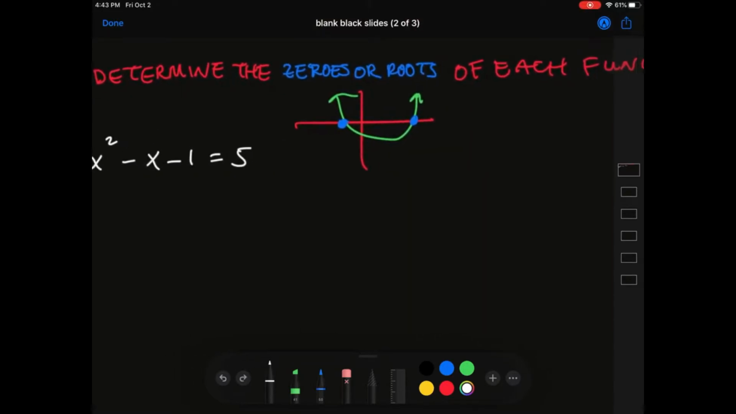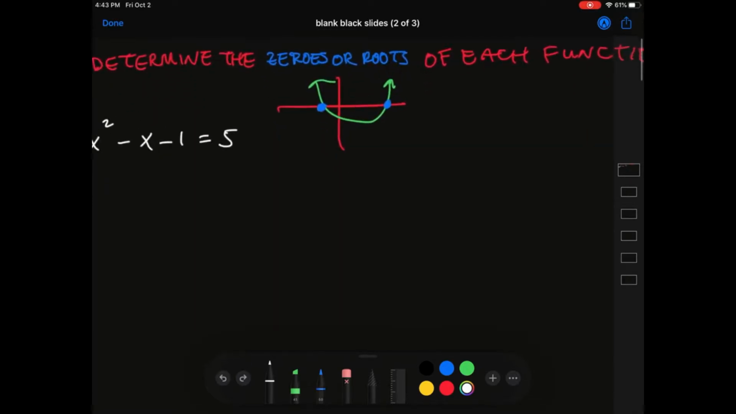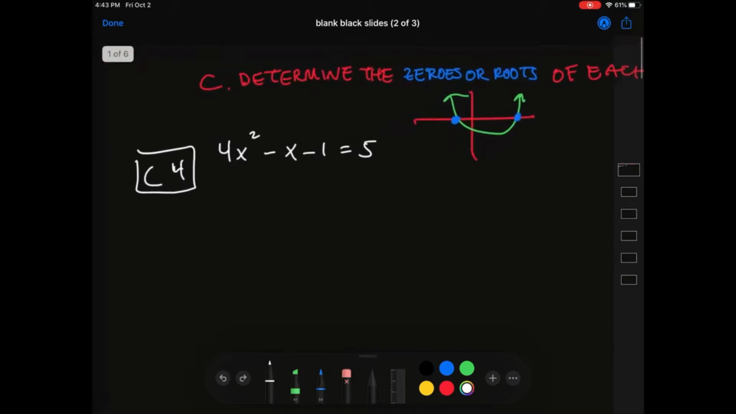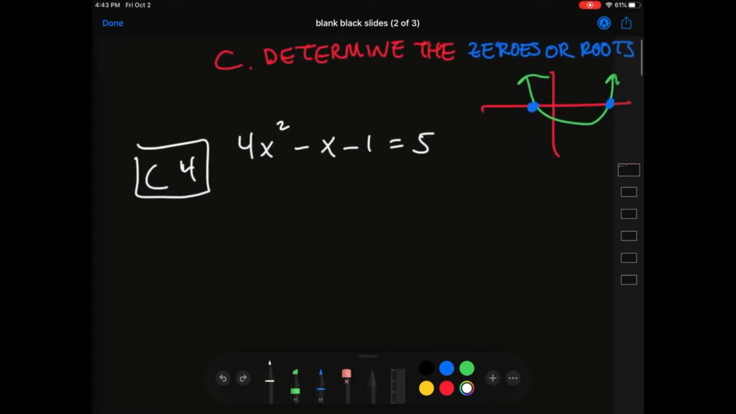All right, let's go over C4. Determine the zeros or roots of each function. Remember there in blue, we're trying to find those blue dots on the x-axis. Here's C4: 4x squared minus x minus 1 equals 5. The common mistake for students is to think that this is the A, this is the B, and that's the C. Well, that is wrong. Why is it wrong? Because you have that 5 over there.